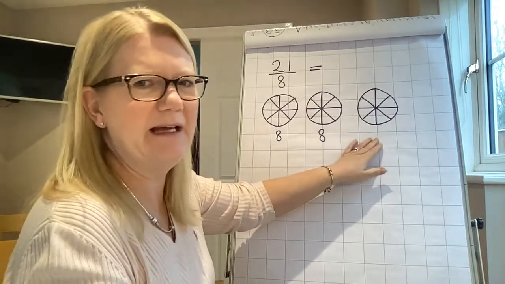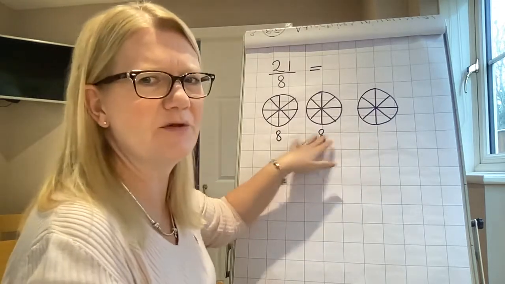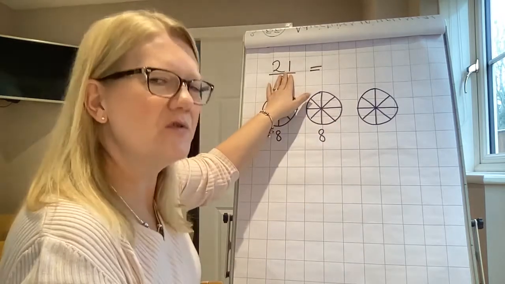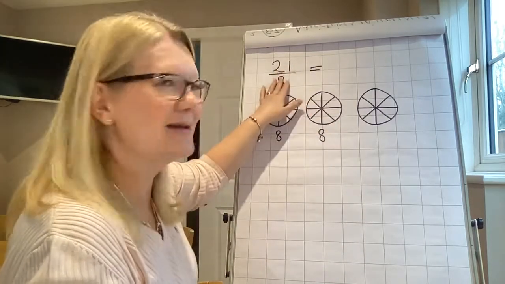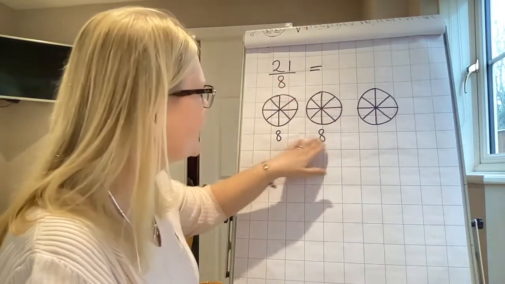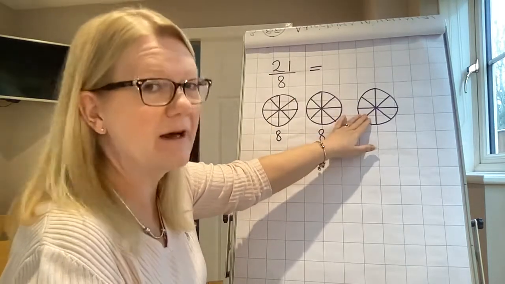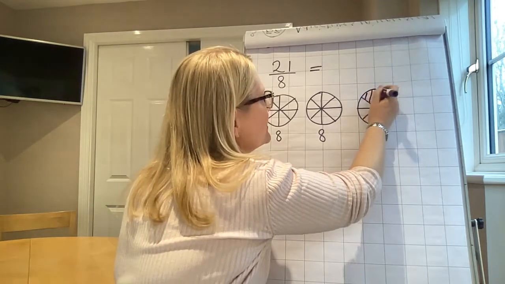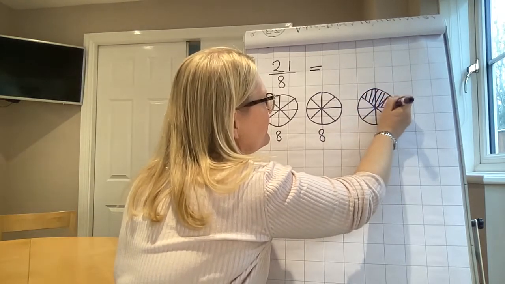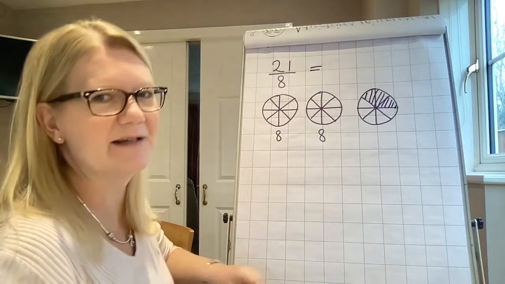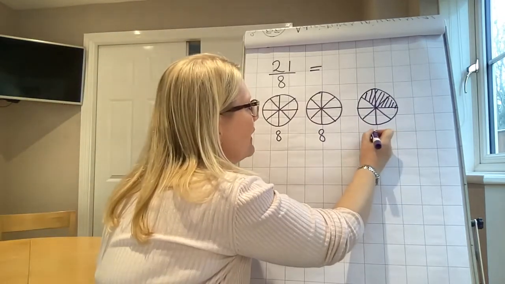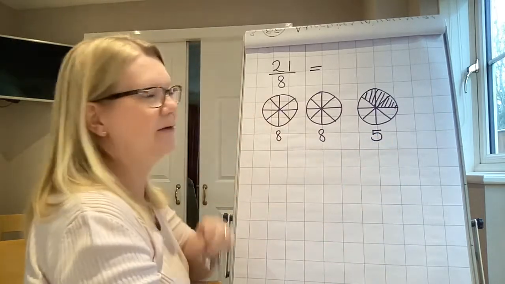But I don't want another 8 because that would give me 8 and 8 and 8, or 3 eighths, which would be 24. Okay, we only ate 21 slices. So I've got 16, we must have eaten 5 of these and left 3. So I'm going to cross out 3 of them. They didn't go to waste, it's okay, Dan polished them off the next morning. So I've got 5 there, okay?